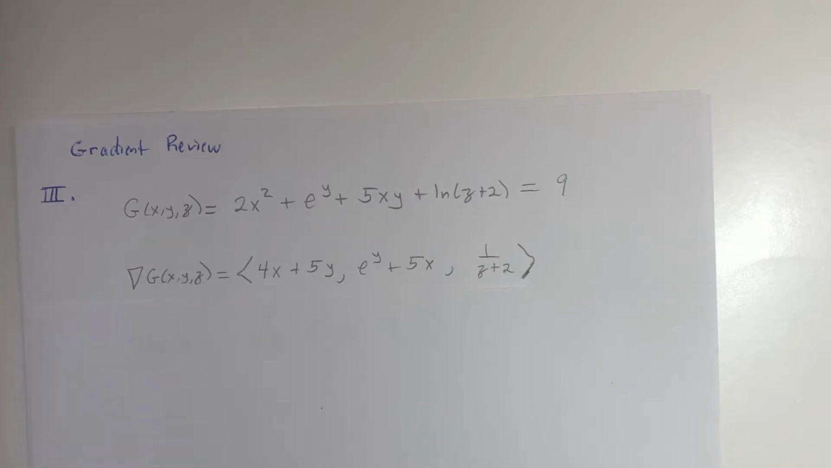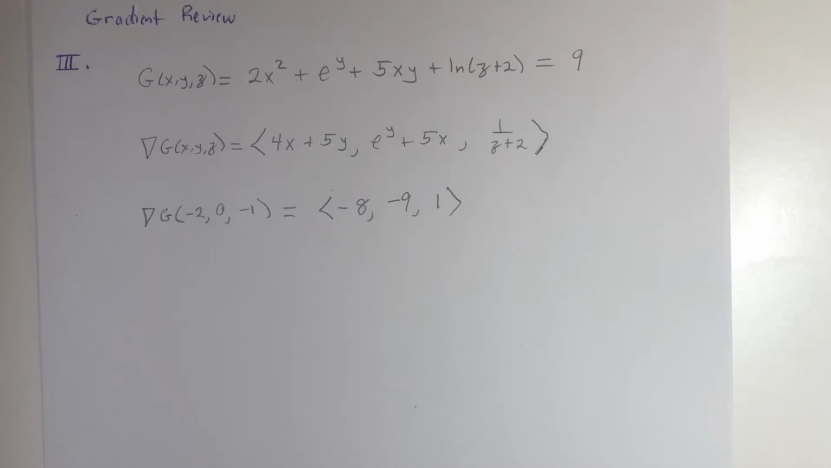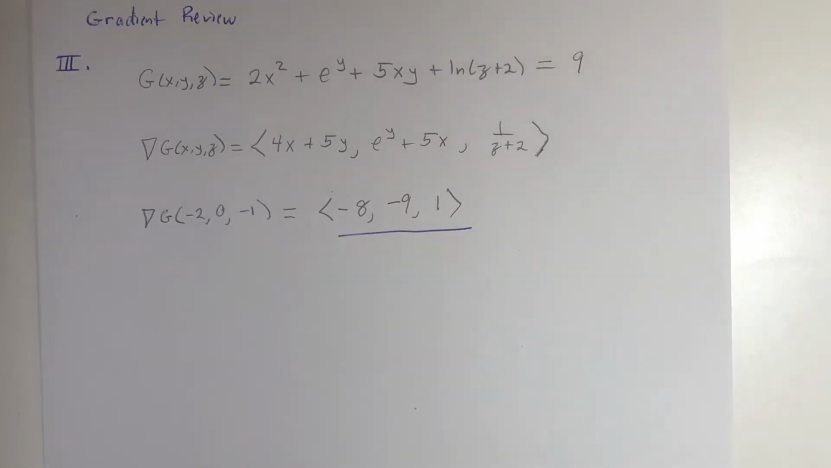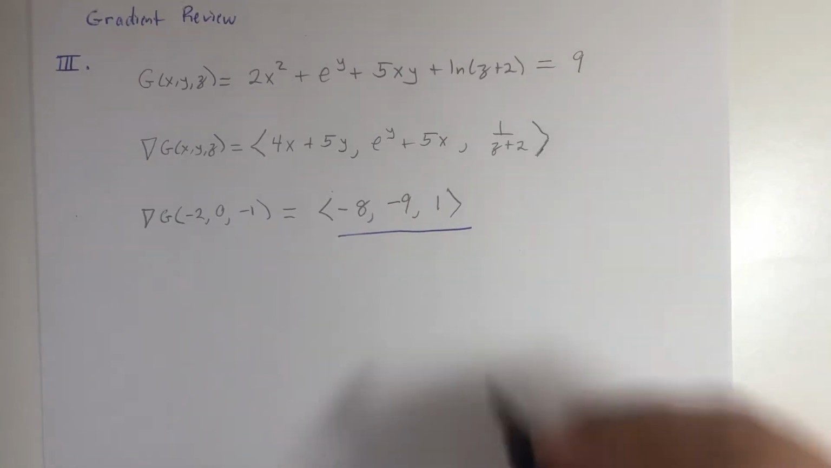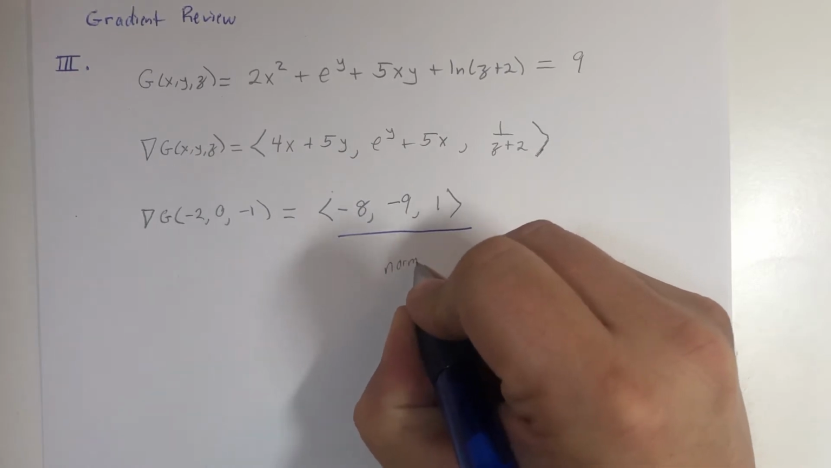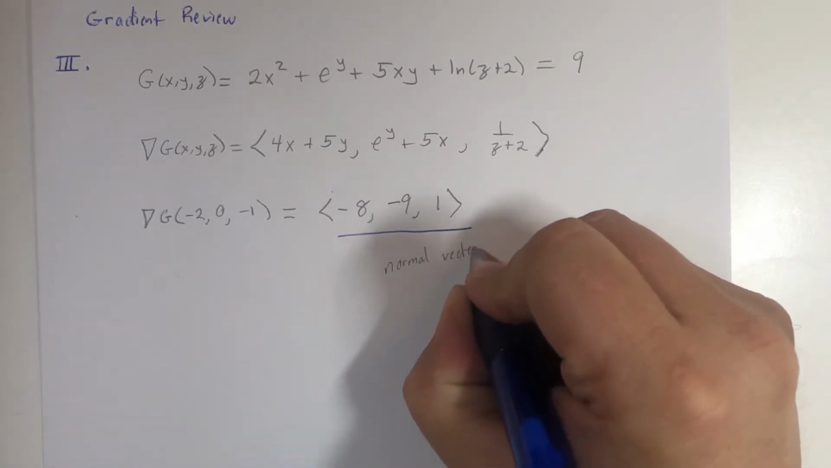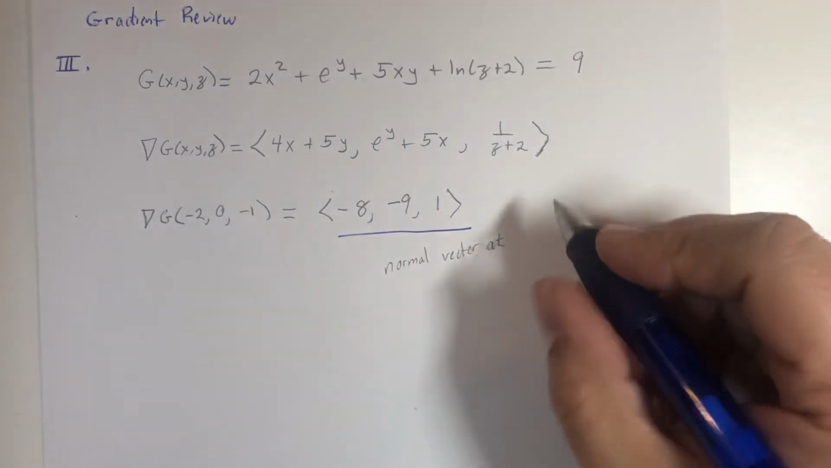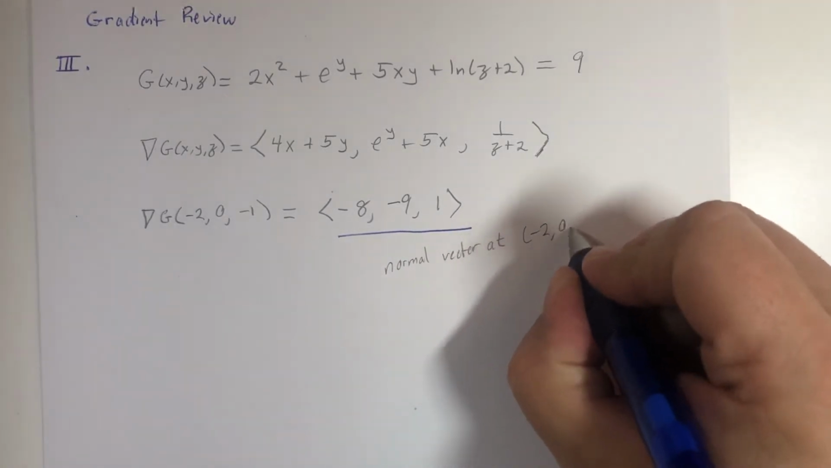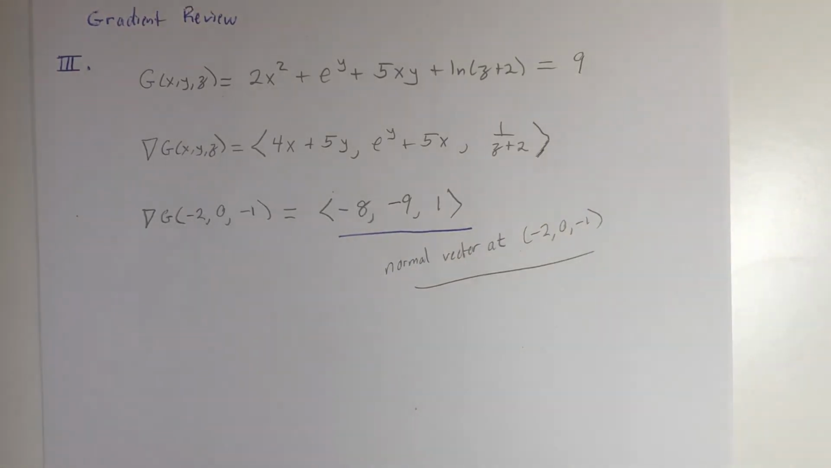We take this gradient calculation, which we did before, and if we apply this gradient calculation to a particular set of coordinates that is on the surface, this particular vector that we end up with right here, that vector is a normal vector at the point -2, 0, -1. Okay.